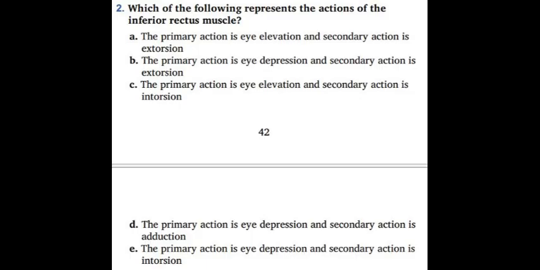So question number two asks, which of the following represents the actions of the inferior rectus muscle? We all know that the inferior rectus muscle's primary action is depression of the eye, and its secondary action is extorsion. Then the tertiary action is adduction of the eye, right? So let's see. The primary action is eye elevation. That's off. Primary action is eye depression. Yes. The secondary action is extorsion. Correct. But let's hold on.